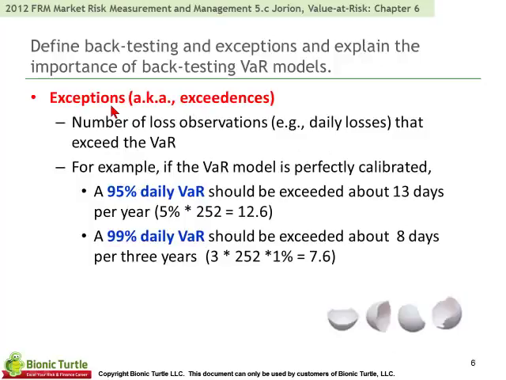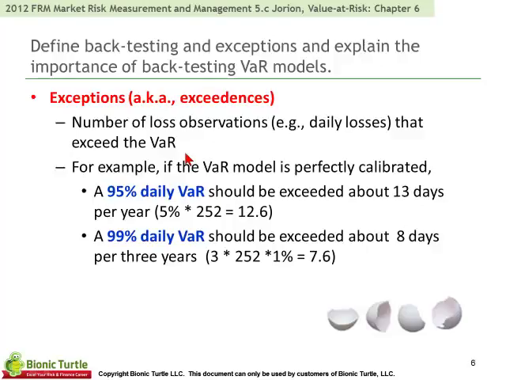So a key term here is exceptions, or synonymously, exceedances. So exceptions are the number of loss observations that exceed the VAR. And hopefully this is familiar because when we defined VAR, we said that, for example, a 95% VAR means 5% of the time we expect the loss to exceed the VAR. So the existence of exceptions is not a problem itself. We expect exceptions. The issue is how many. Do we have more than we would expect from an accurate model?